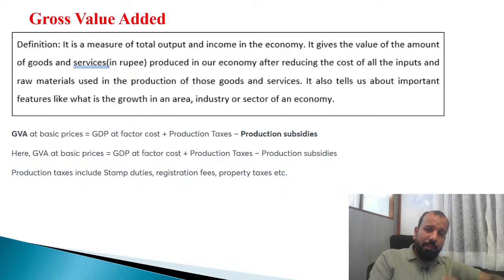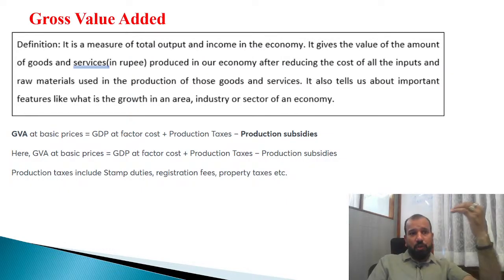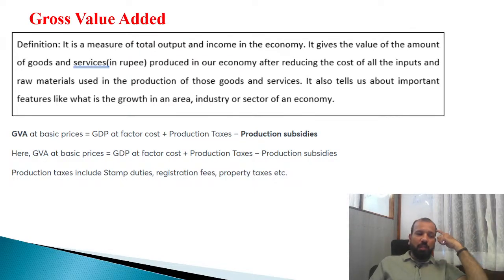But with gross value added, we work out the sector-wise GDP. What is the growth of the agriculture sector? The aviation sector? The tourism sector? Infra? Banking? Gross value added is a measure of total output of income in the economy. It gives the value of goods and services produced in our economy after reducing the cost of all the inputs, the raw material used in the production of these goods and services.